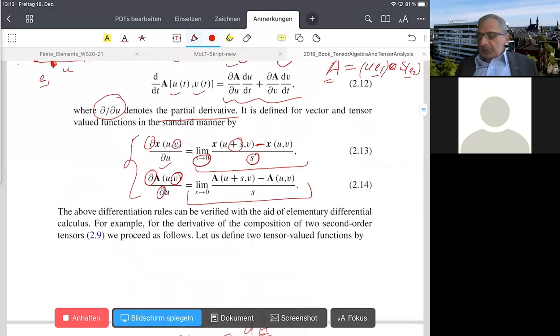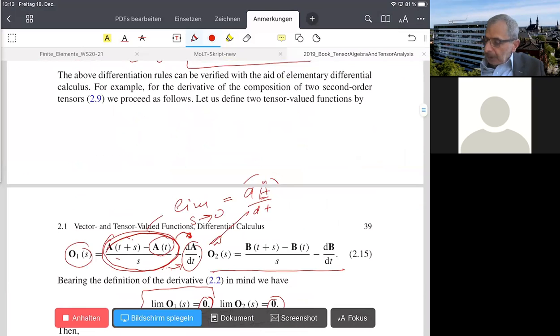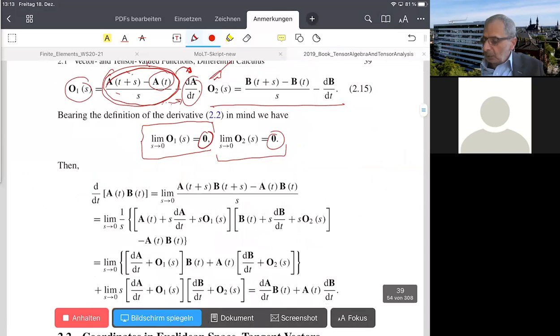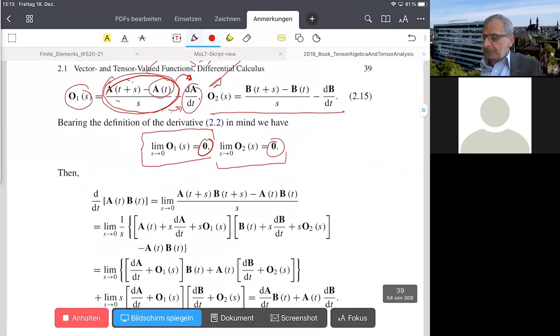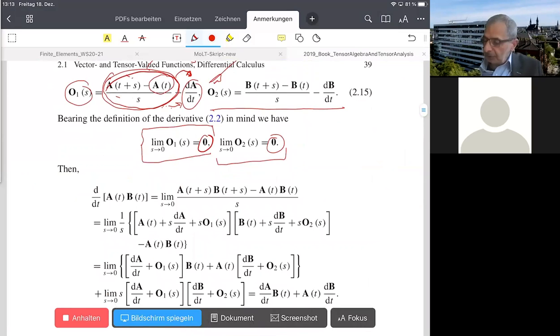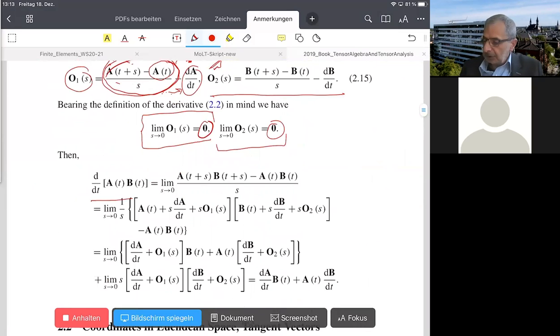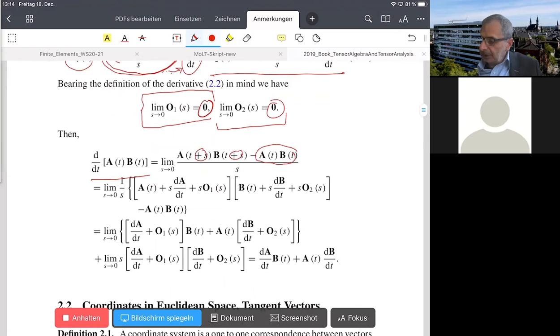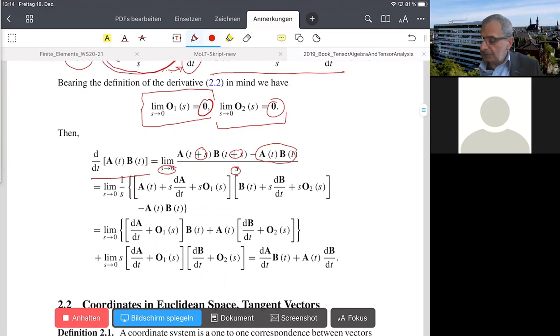Okay. So now we come to the proof. And look, what we need to do is first strictly apply the definition of the derivative. So this is our derivative of our composed function at t. And how it is defined: we give an increment, we subtract the initial value of our tensor, divide by s, and set s tends to 0.